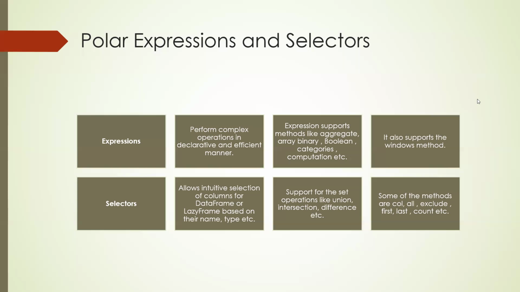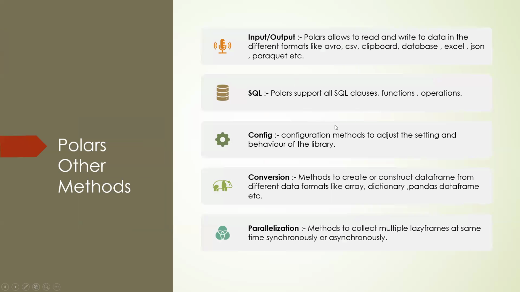Selectors are also a way, these methods allow us to do an intuitive selection of columns for a data frame or lazy frame based on their name, type, etc. We also have support for set operations like union, intersection, difference, etc. And some of the methods are also like col, all, exclude, first, last, count, and etc.